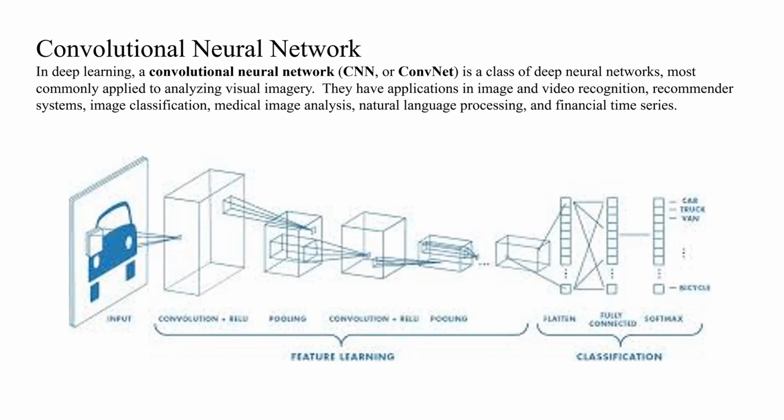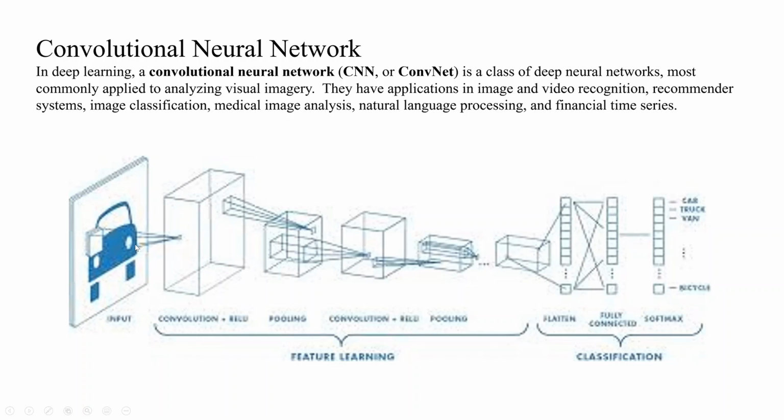The activation function commonly used is the ReLU layer, and it is subsequently followed by additional layers such as pooling layers, fully connected layers, and normalization layers. All these layers are referred to as hidden layers because their inputs and outputs are masked by the activation function and final convolution. And if we see here, this is the architecture of a CNN, or how the CNN works.